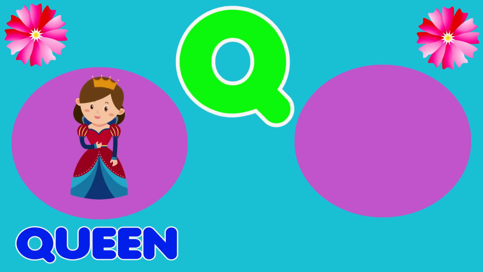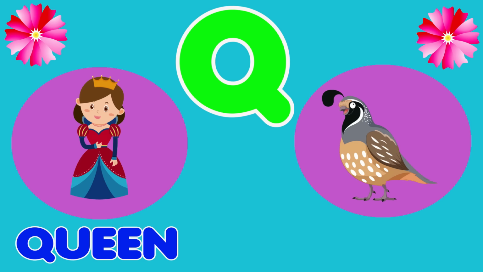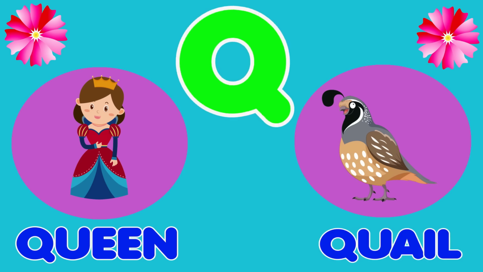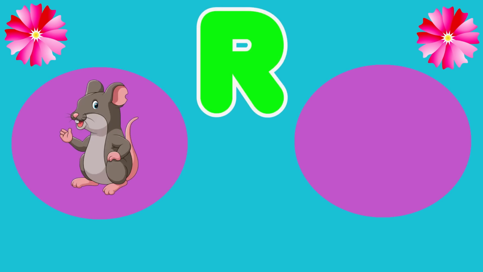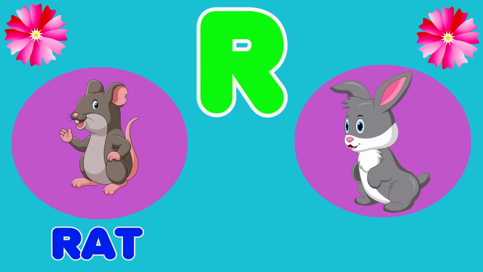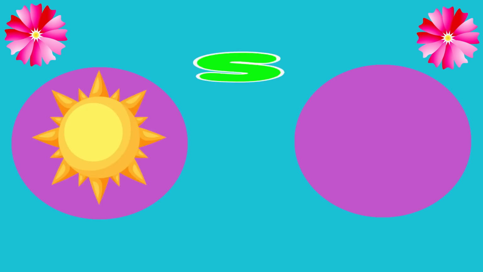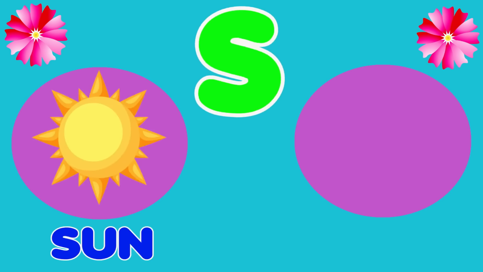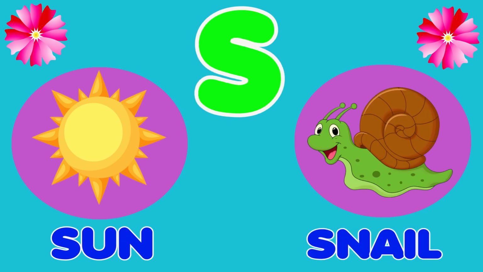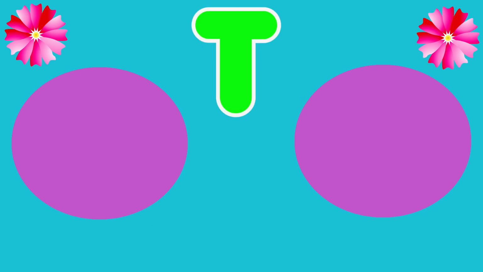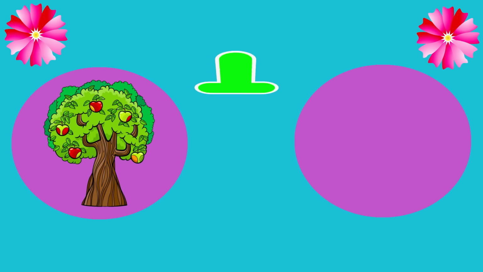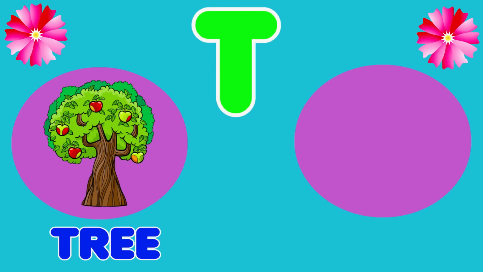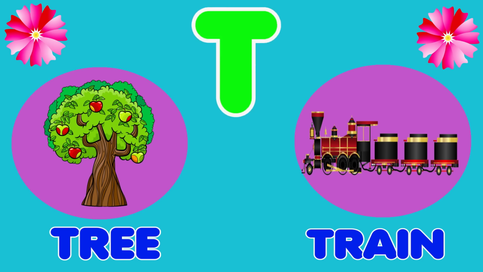Q is for queen. Q is for quail. R is for rat. R is for rabbit. S is for sun. S is for snail. T is for tree. T is for train.